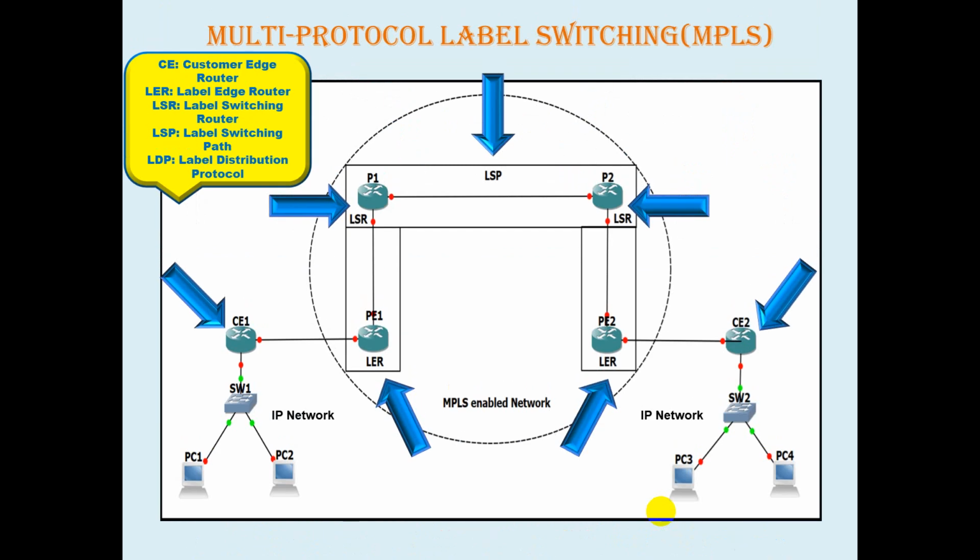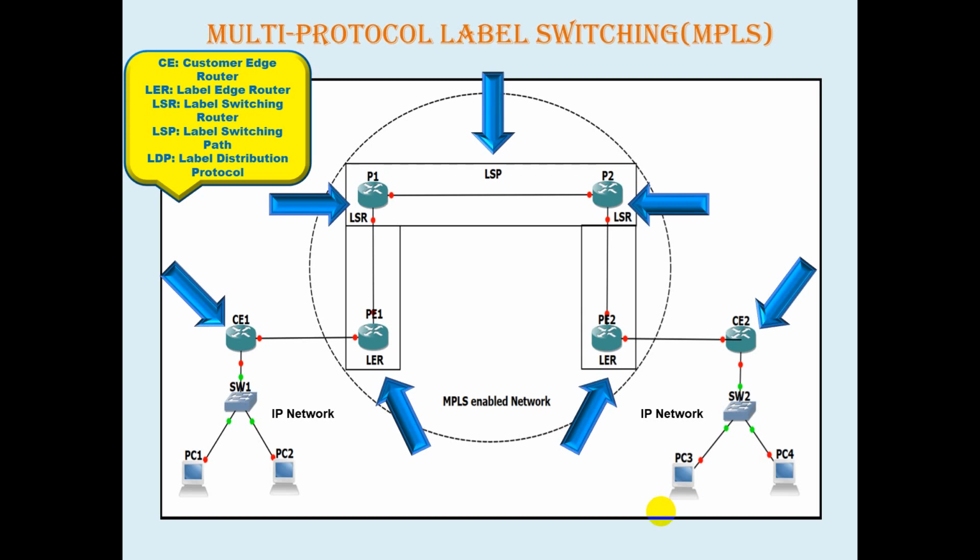Just remember this network diagram. We have CE1, our customer edge router, which is connected to our provider edge router, and the provider edge router is connected to the provider router. Similarly, on the other end, the provider 2 router is connected to a provider edge router, and that provider edge router is connected to the customer edge router. Just remember this topology.